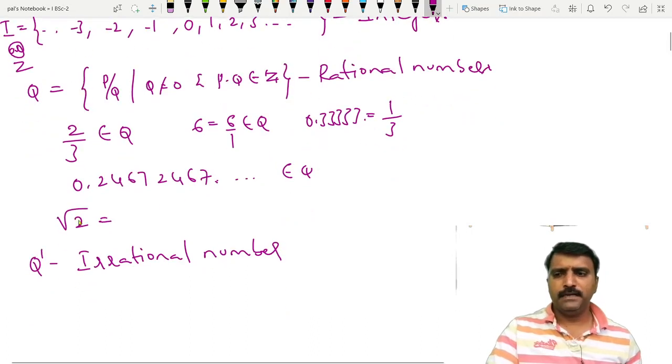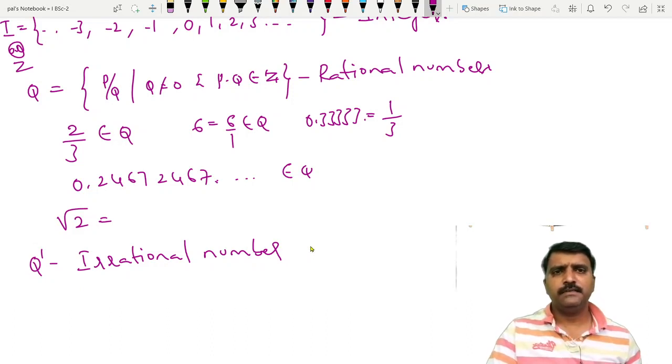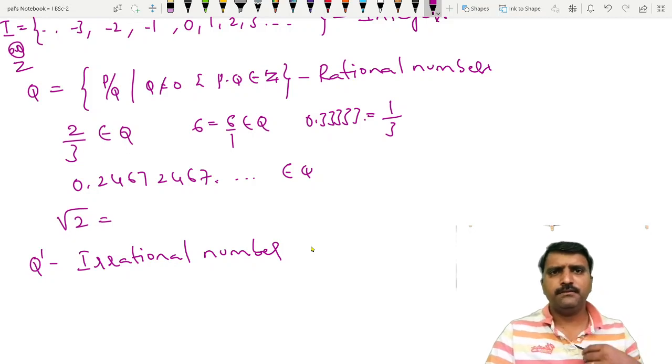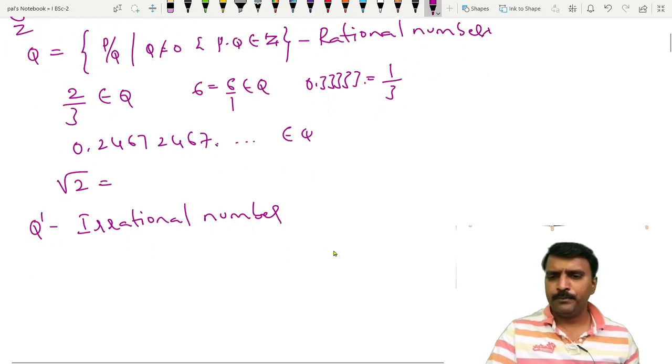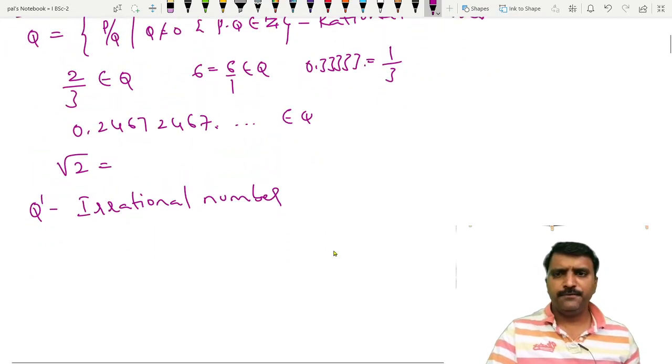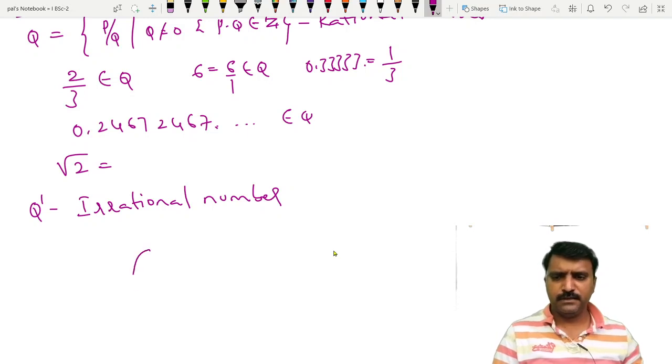And another category of number is an irrational number. A number which is not rational is called an irrational number. A number which is not rational, we call it an irrational number. So next, if we take the set of rational and irrational numbers, this is the set of rational numbers, this is the set of irrational numbers.